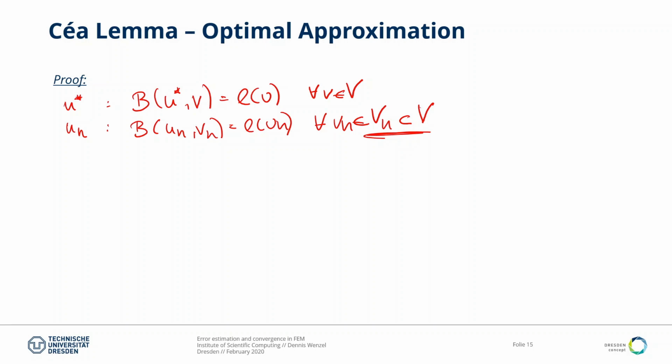Okay, so those two things are known. And what's also important to note is that if I would test with any VH in my subspace VH, then of course this U star would fulfill the same thing as well, because V is the biggest space. Okay, and now the first thing we need is we're going to talk about the so-called Galerkin Orthogonality.